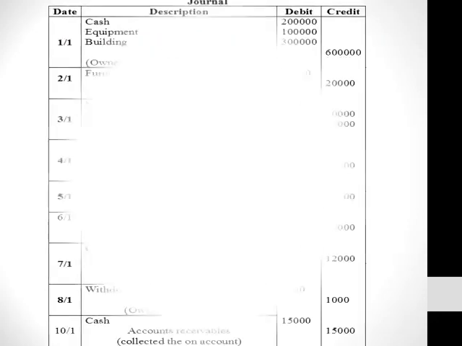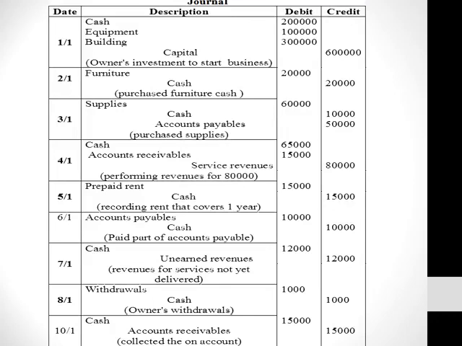Finally, your journal will look like this, and you'll be able to post the figures to the ledger. All these figures will be transferred and posted to the ledger, and then finally to prepare the trial balance.